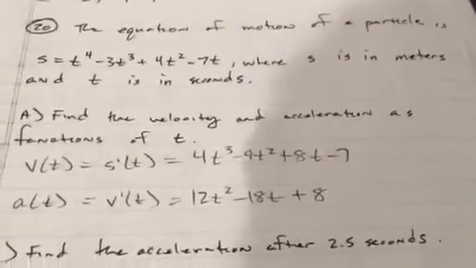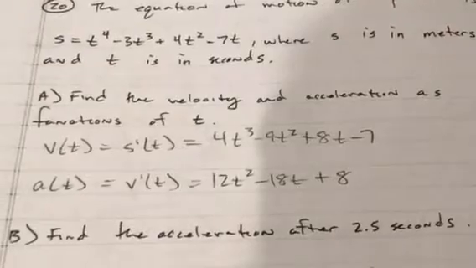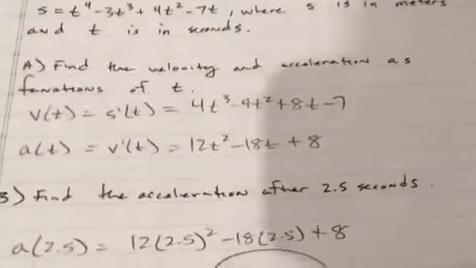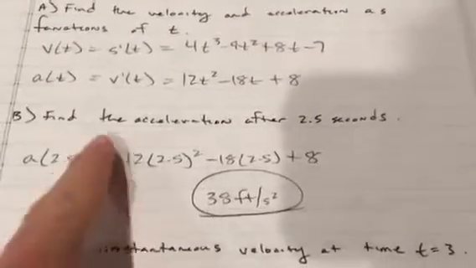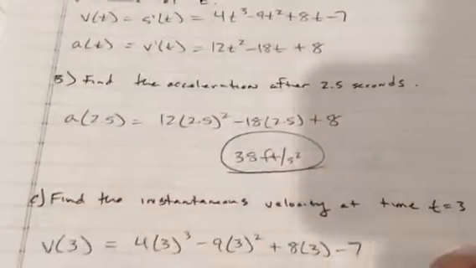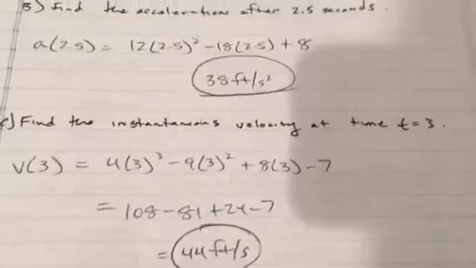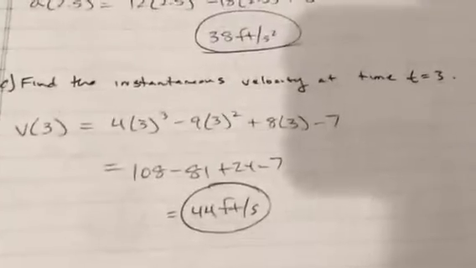And take a look at 20. Velocity is the derivative of position, so there's the velocity function. So when it says find velocity and acceleration as functions of t, give me the function. And acceleration is the second derivative of position, or the derivative of velocity. Anyway, there they are. Find the acceleration after 2.5 seconds, so plug 2.5 into the acceleration function there. 38 feet per second squared, if I'm not mistaken. Find the instantaneous velocity at time t equals 3. So use the velocity equation there. All right, 44 feet per second.